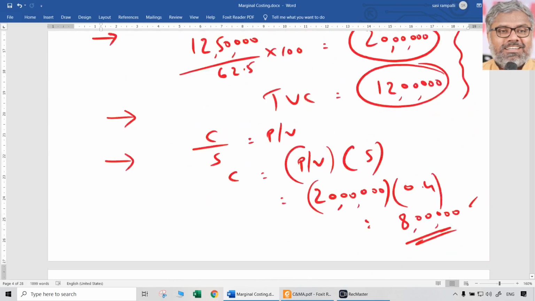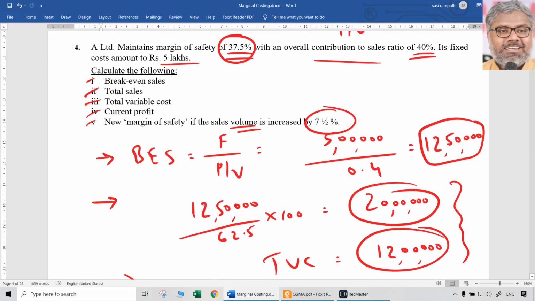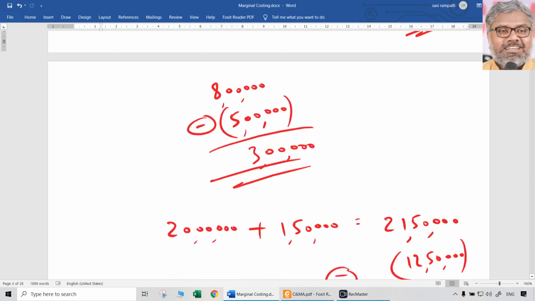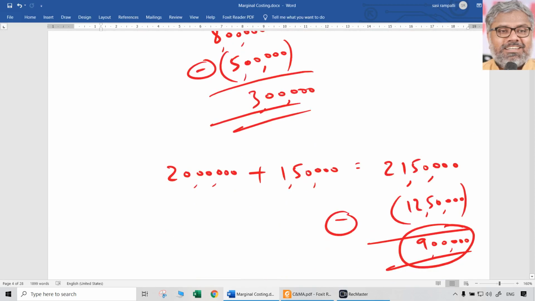Existing margin of safety is different because existing sales are 20 lakhs. Existing break-even sales are 12,50,000. That means existing margin of safety is 7,50,000 only. And when 1,50,000 additional sales are there, that is going to get added completely to the margin of safety only, since the break-even sales are going to remain the same.